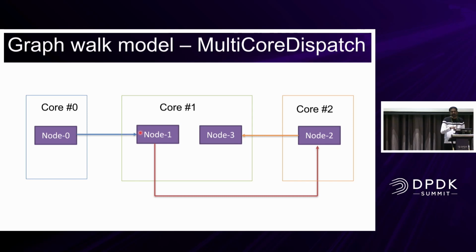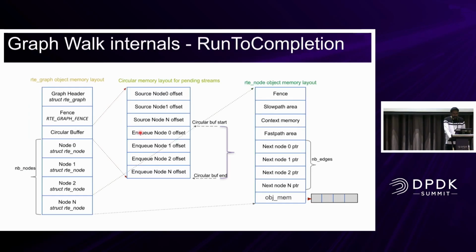But the good part is the process function on the node is agnostic to the graph walk model. Once you write the node, it can be deployed on either the run to completion scenario or the multi-core dispatch scenario. That way, you don't need to rewrite the business logic of the node, right? So that's the good part.